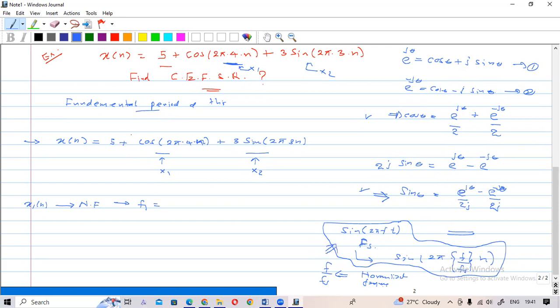What is the normalized frequency of this term, if we take only this term? What is the normalized frequency of this signal? Tell me quickly.